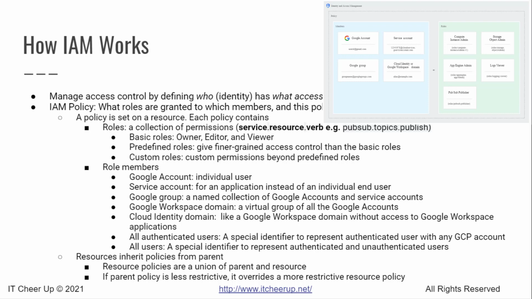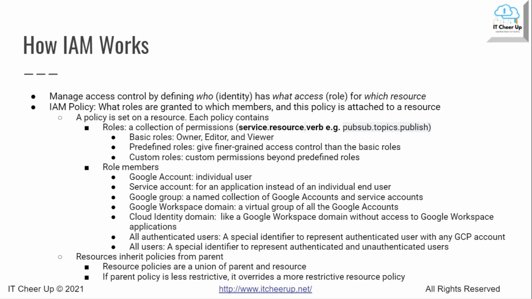A role is a collection of permissions with the format service.resource.verb, for example, pubsub.topics.publish. There are three types of roles: basic roles, owner, editor, and viewer. The predefined roles give finer-grained access control than the basic roles. You can also create custom roles to fit the needs of your organization when predefined roles don't meet your needs.